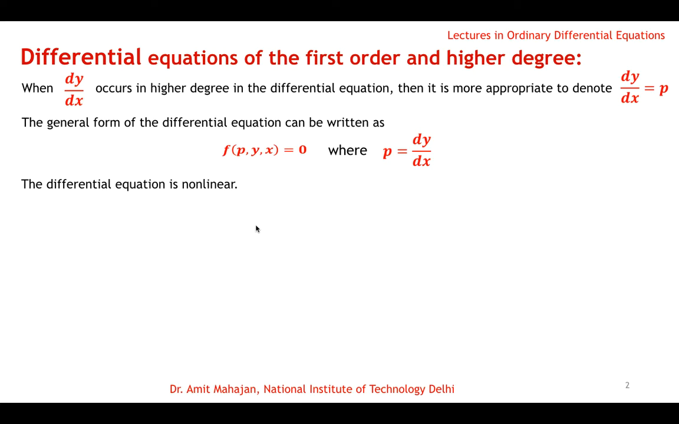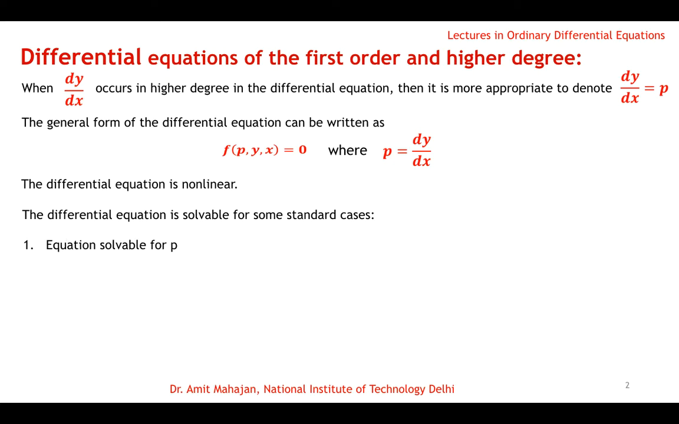Now the analytical solutions for first order higher degree differential equations are only possible for certain cases. For the rest of the cases numerical solutions may be applied, but for analytical solutions there are some standard cases for which we can solve the differential equation. So equations solvable for p, equations solvable for y, and equations solvable for x. These are the three possible cases by which we can solve the first order and higher degree differential equations. So we'll take first the equation solvable for p.